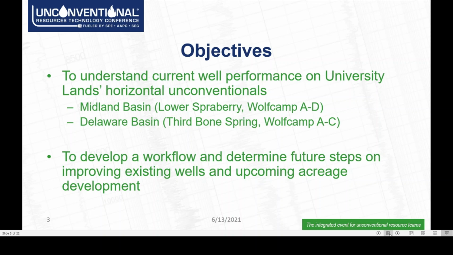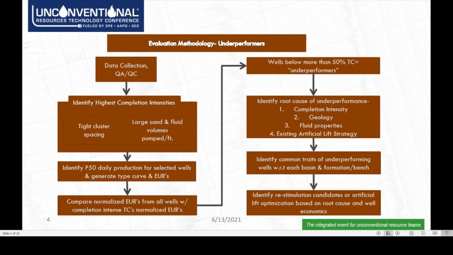Here's a workflow that I'll go a little bit into detail for evaluating underperformers. You have some data collection and QAQC with the daily data and the volumes of data that we had at University Lands. We were able to do that. We identified wells with the highest completion intensities because they're known to have some of the highest performing wells. High completion intensities would mean tight cluster spacing and large sand and fluid volumes relative for that particular target.